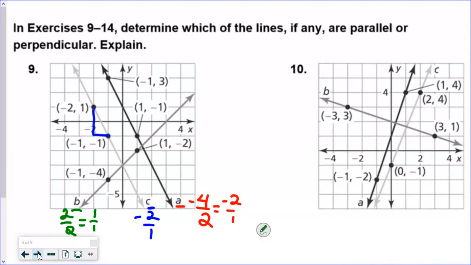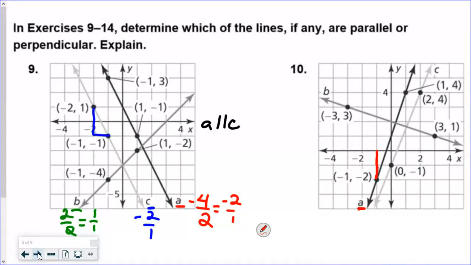So are any two lines parallel? Yes, the blue and the red. So A is parallel to C. Now, that's all we got there. Let's try here now. Okay, so red is A. Here's my A.